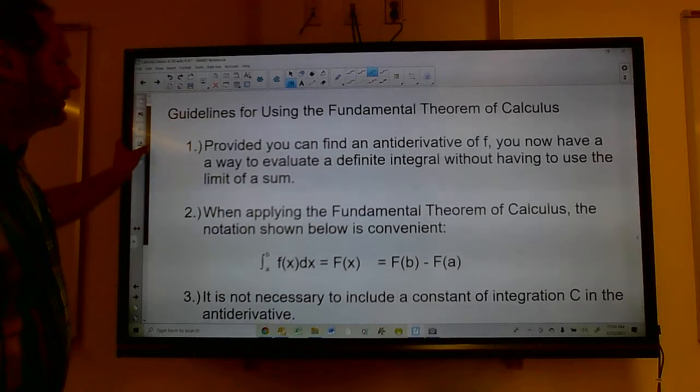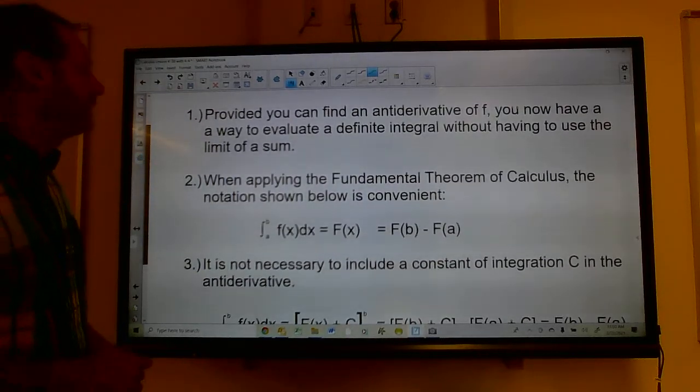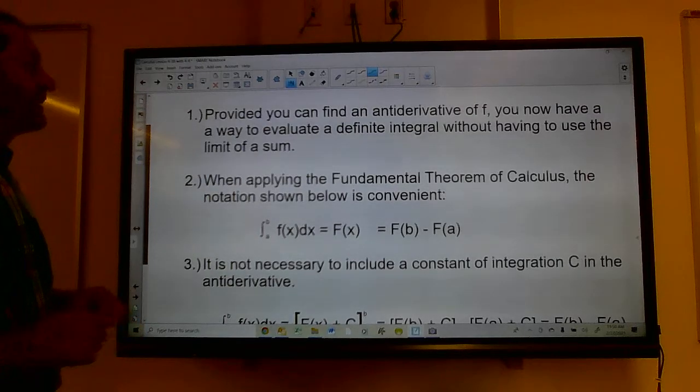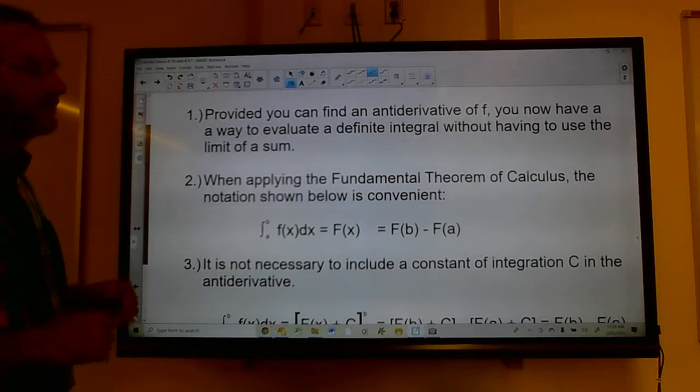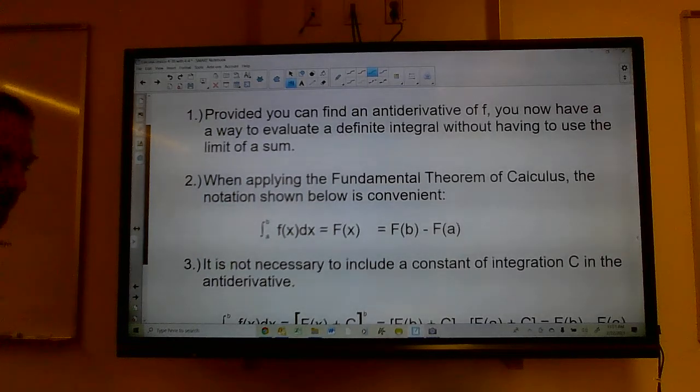So guidelines. Provided you can find an antiderivative of f, you now have a way to evaluate a definite integral without having to use the limit of a sum. So we don't have to do that limit stuff anymore, which is good because the limit stuff takes forever. It takes a lot of paper. It's difficult. I can use the fundamental theorem of calculus and I can find an integral pretty easily.